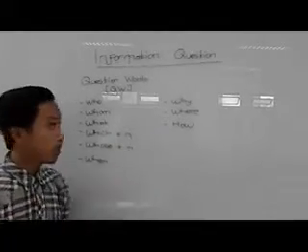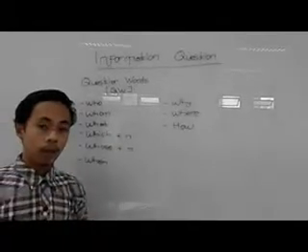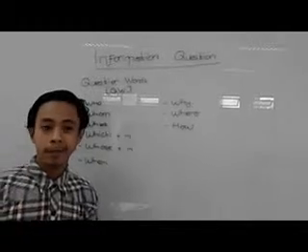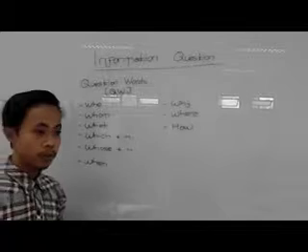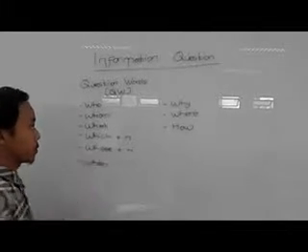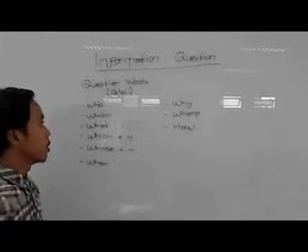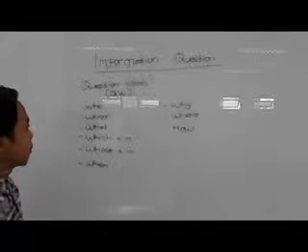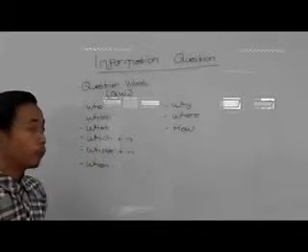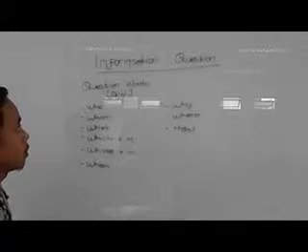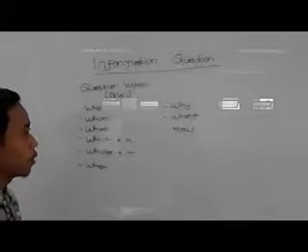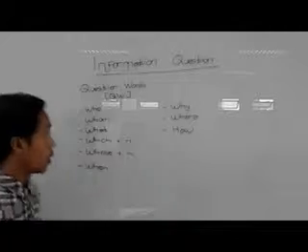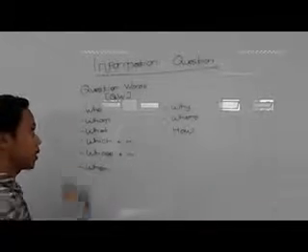Today I'm going to tell you about information questions. An information question means that when somebody asks you, you need to give information. Information questions consist of question words, which we can abbreviate QE. There are many question words you can use in making information questions. The first is who, whom, what, which, whose, when, why, where, and how. There are 9 question words that you can use.